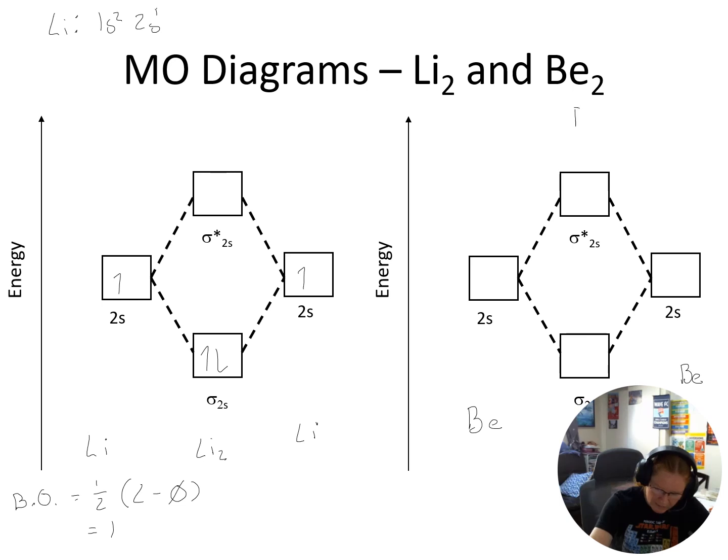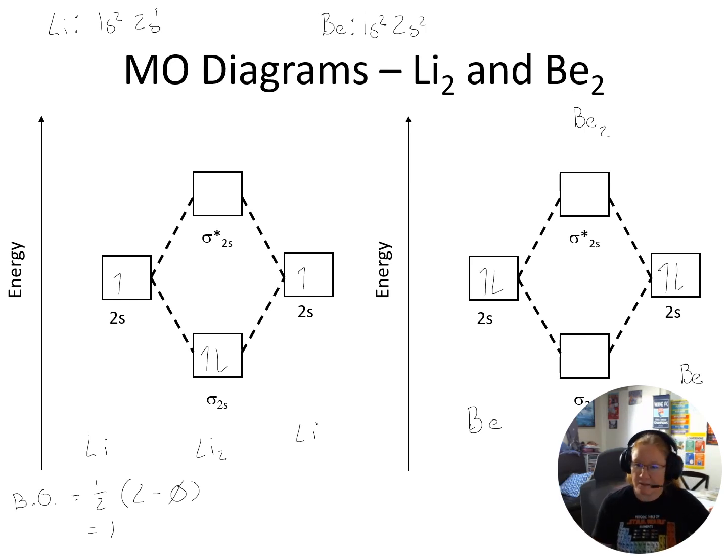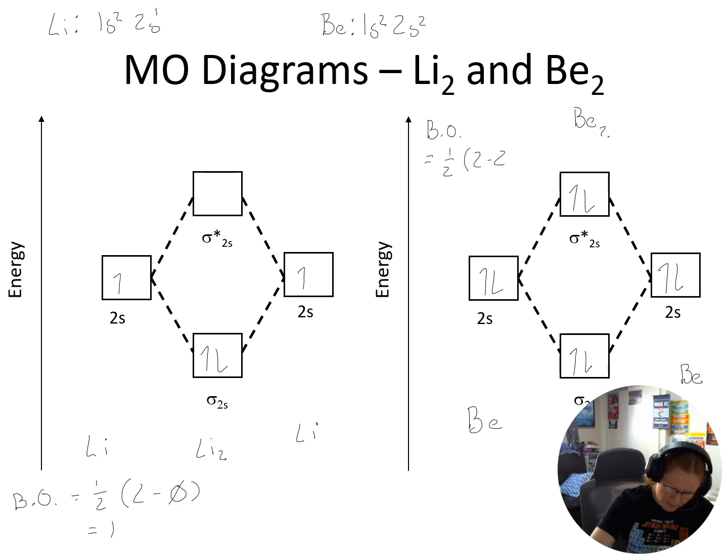All right, let's take a look at our beryllium. Again, I ran out of space, so I'll put it up here. Beryllium, we'll move 1 over. We get 1s2, 2s2, and again, all we care about is that 2s. So 1, 2, 1, 2, a total of 4 electrons, so we'll go 1, 2, 3, 4. Our bond order is 1/2 of 2 minus 2, which gives me 0. It cannot exist.